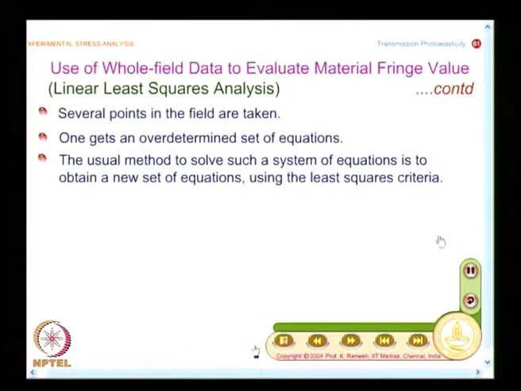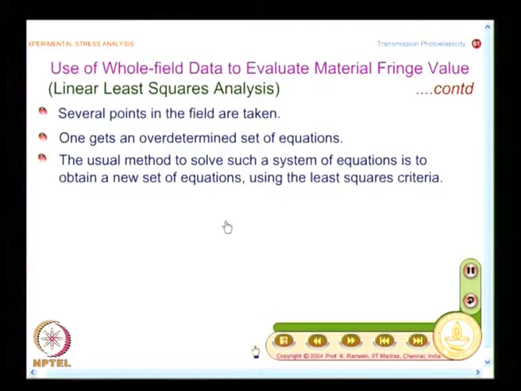And this is again emphasized, we take several points in the field and you get an over determined set of equations, and the usual method to solve such a system of equations is to obtain a new set of equations using the least squares criteria. And for me to get a new set of equations, I must first write the error term, because if I have found all the coefficients correctly and then I take a data point, the error would be 0, because I have evaluated all the parameters correctly and it matches the data point. And I said in any experiment there would be some sort of a scatter. So, instead of the error being 0, we will only minimize the error.